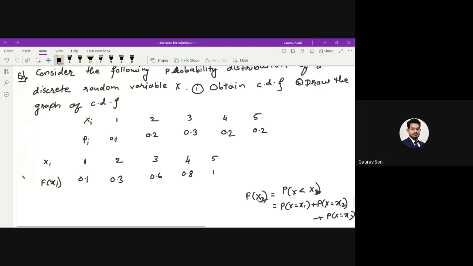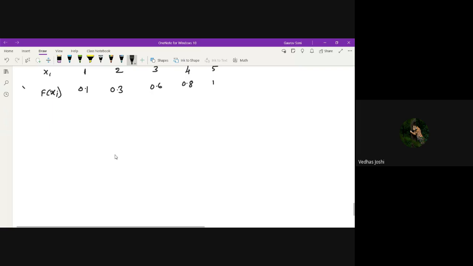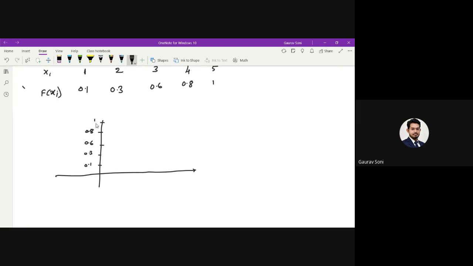Can I say that the last entry always needs to be 1 in this table at least? Yes, sir. So total probability is always 1, so the last entry will always be equal to 1. Now what about the graph? Look what happens in the graph. So 0.1, 0.3, 0.6, 0.8, and 1.